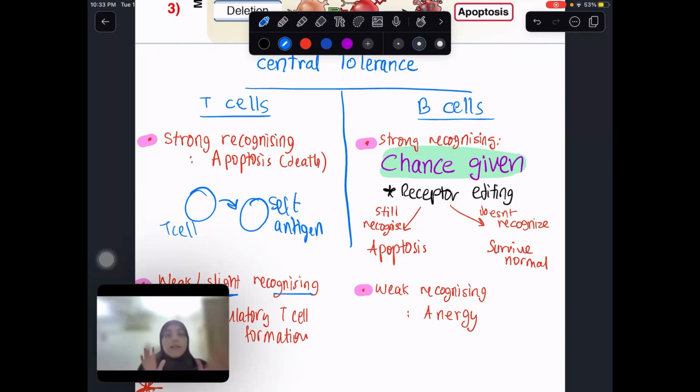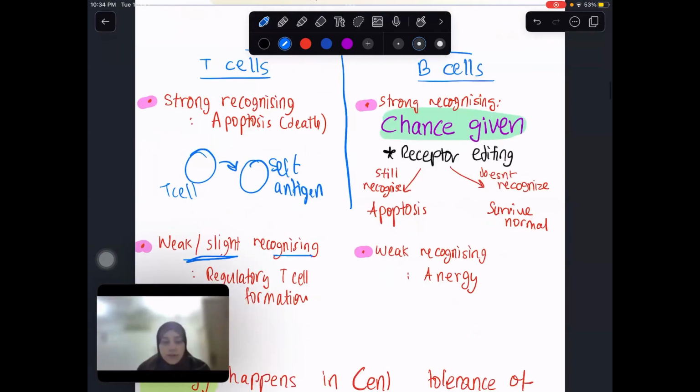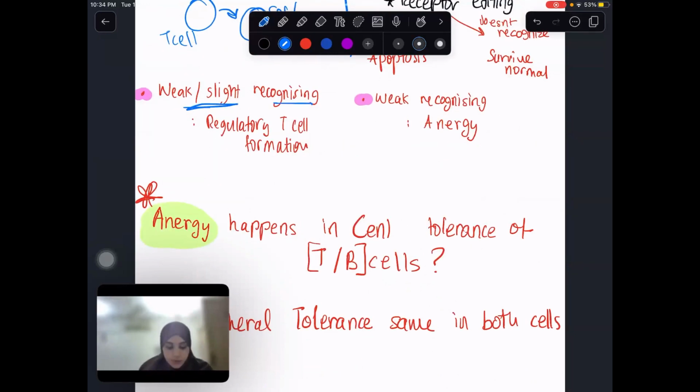In central tolerance, keep this in mind. Now, if I ask you a question, anergy happens in central tolerance of which type of cells, T or B cells? You need to confidently tell me B cells. Anergy in central tolerance. T cells, central tolerance, what happens? Either apoptosis or Treg development. B cells, either apoptosis, obviously after undergoing the second chance of receptor editing, or anergy.